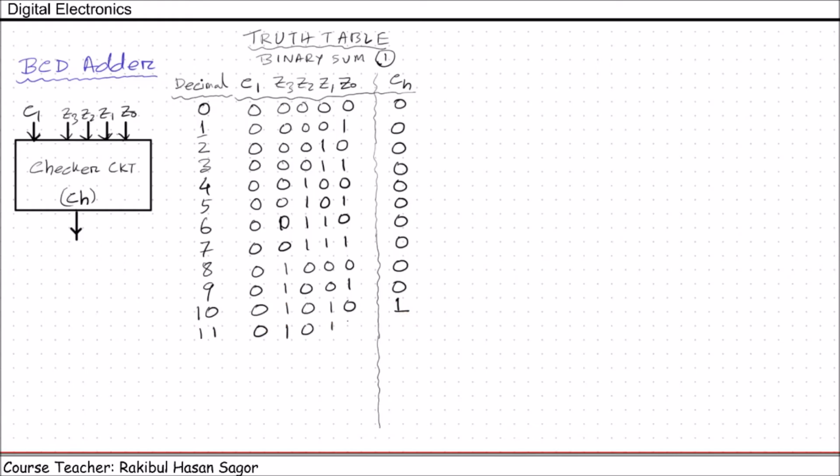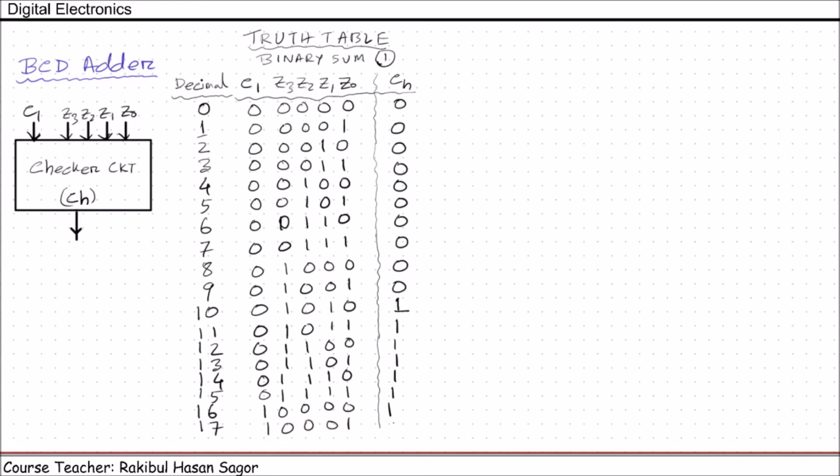11. Let us write the remaining values here. For 18, the inputs are, the output will be 1. For 19, we may have other combinations.